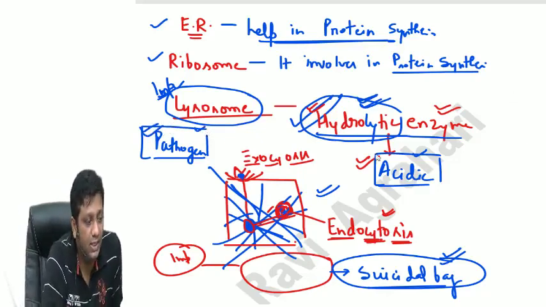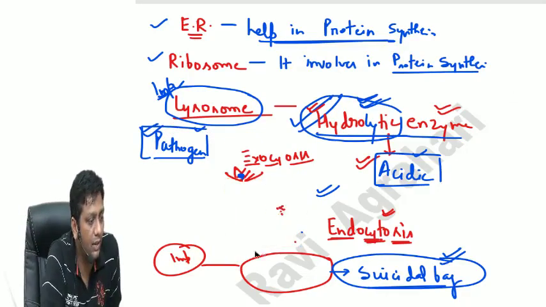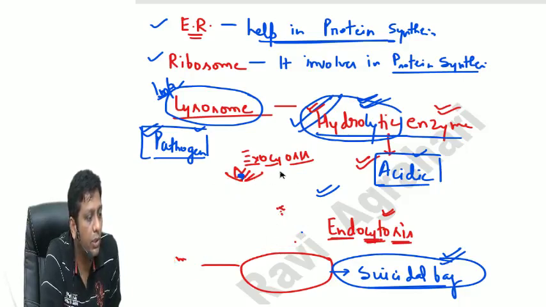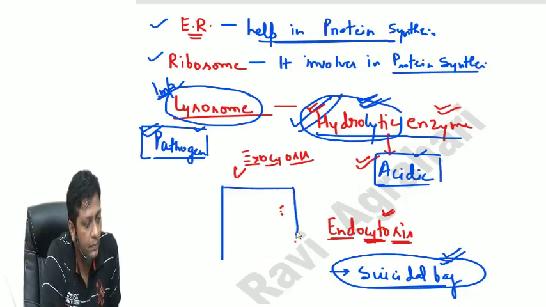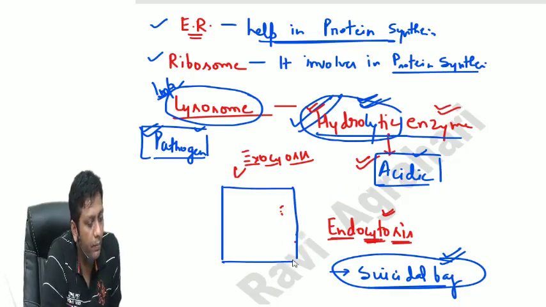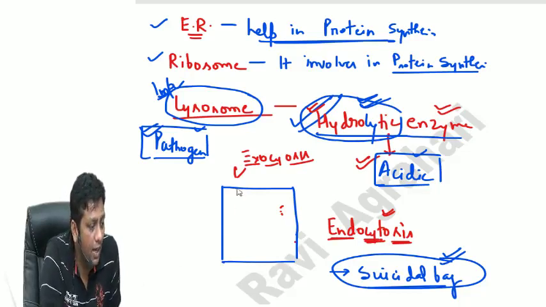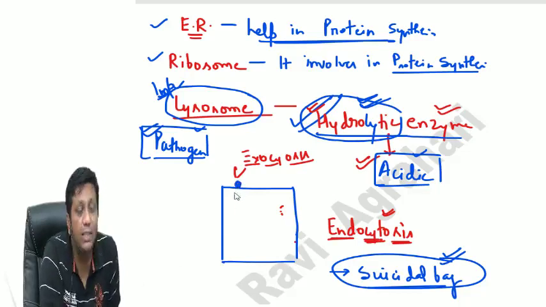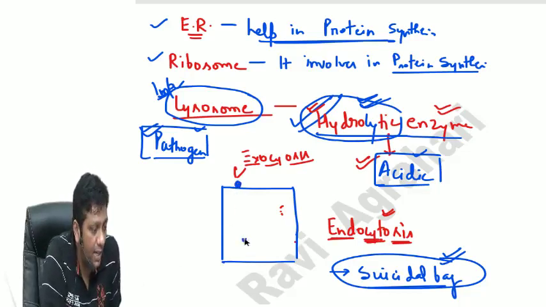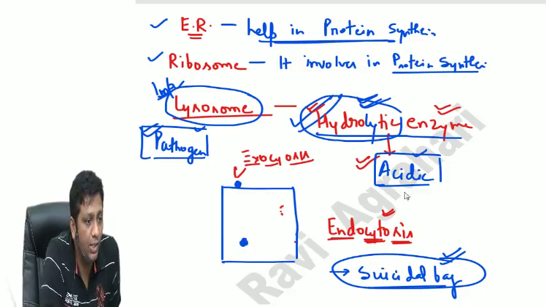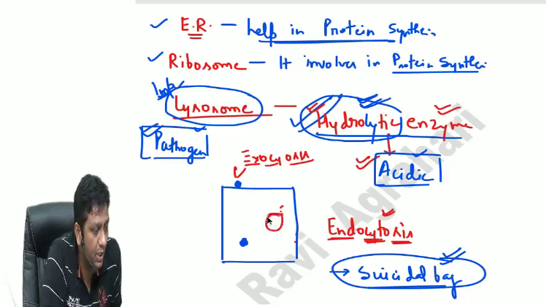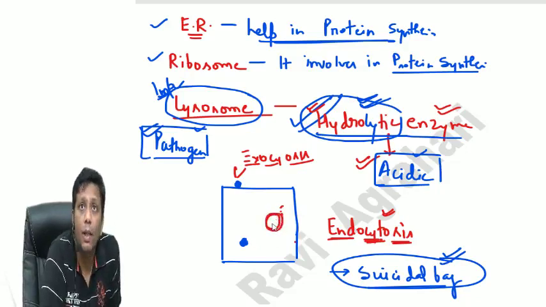Suppose this is a cell. You see this picture, and through this picture I will try to discuss everything. On the surface of the cell there are some bacteria and viruses. Maybe bacteria and viruses are within the cell, suppose. And this is the lysosome, which is present inside your cell. Lysosome produces hydrolytic enzyme, which is acidic in nature.